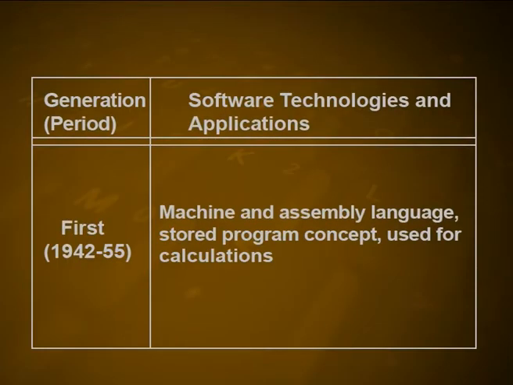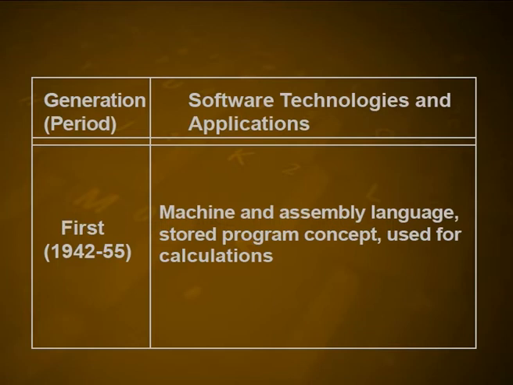Successive generations have their size decreased, but the capabilities, uses and reliability increased. They became more and more user-friendly, efficient and easier to produce commercially. When we take into account the software technologies and the applications of each generation of computers, it can be categorized as generation and software technologies and applications.